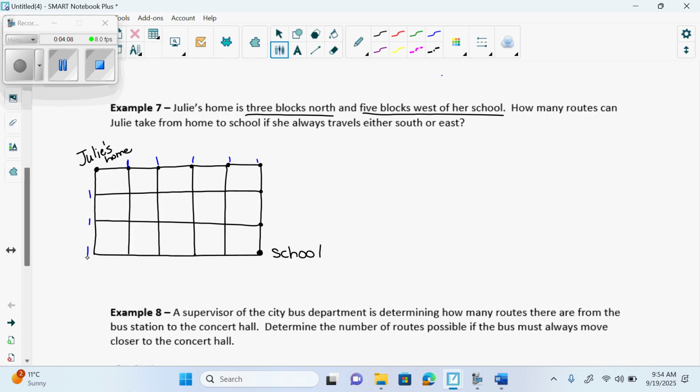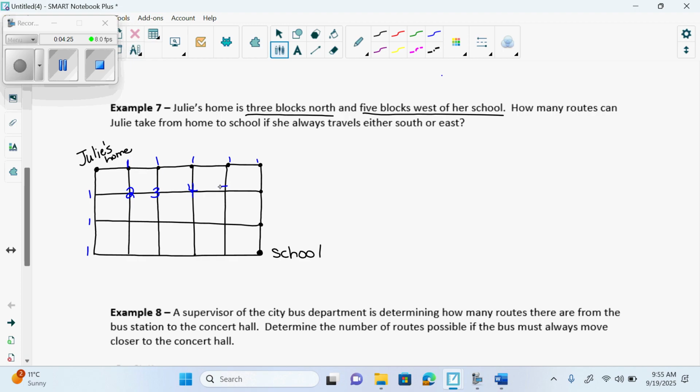Now I start summing up my paths. So to get to this path, I have one path coming in and one path coming in. So that's 2 total paths. Correct? Here I have to get to this one. I now have 2 paths coming in, 1. So that's 3 total paths. And to get to this one, I have 3 coming in, 1 coming in, so that's 4 total paths.